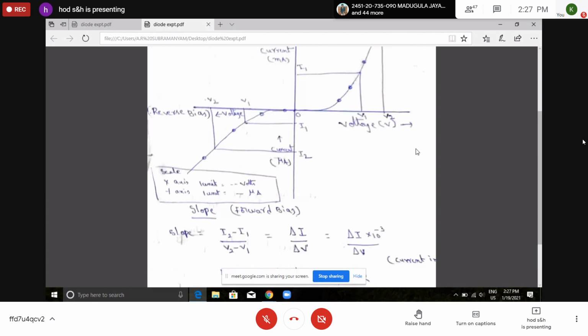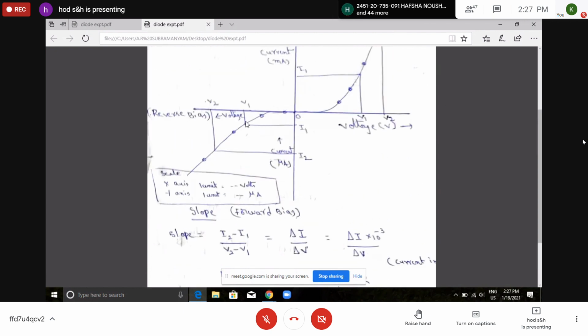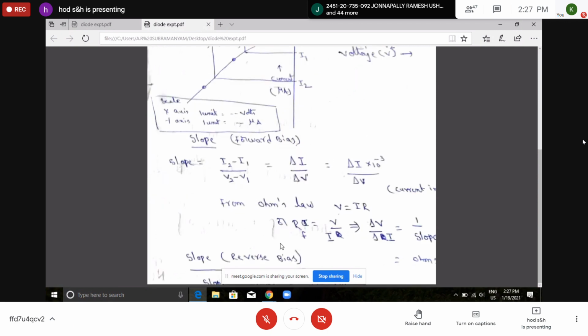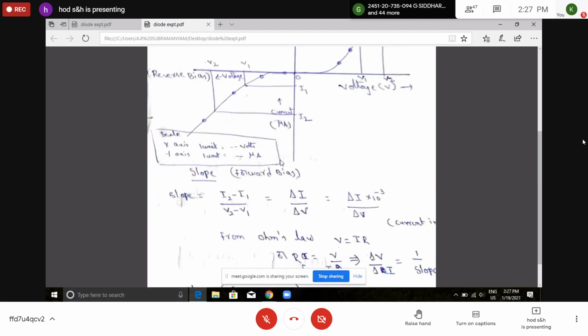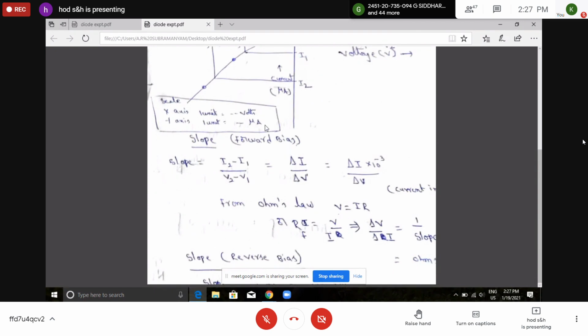In a similar way, you have to calculate the slope and resistance in the reverse bias. So this is the curve. You should select 2 points on the curve, corresponding V1, I1, V2, I2. The slope is I2 minus I1 by V2 minus V1. The same way, here the current will be taken in microamps. So slope is delta I by delta V into 10 to the power of minus 6 amperes, because micro is 10 to the power of minus 6.